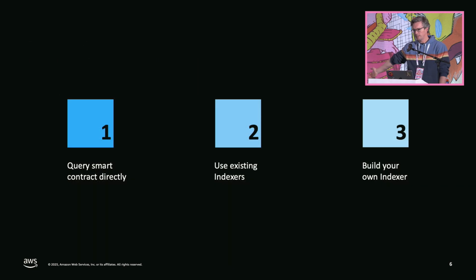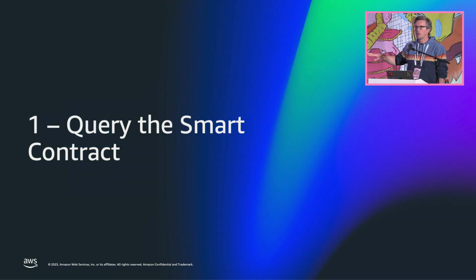Now there are really three solutions. The first one I've already hinted at. You can, of course, just query the smart contract directly. That's the easiest thing, and that's just what you can do immediately off the bat, if you will. And then we'll come to the more advanced solutions, either using existing indexes or indeed building your own indexer for the blockchain data. Just talking about the very first one, query smart contract directly.